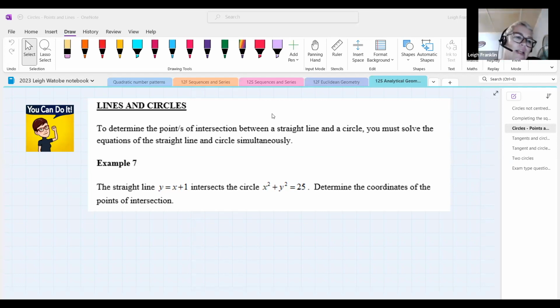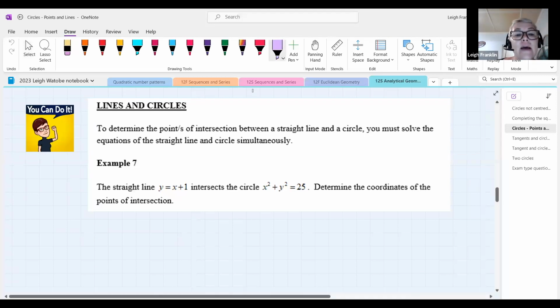And one of the things that we need to cover before we can move on to the next section, this is really important when it comes to analytical geometry, is the concept about lines and circles. What they expect you to be able to do is determine the point of intersection between a straight line and a circle. And in order to do this, you are going to be solving simultaneously. Being able to solve simultaneously between a straight line and a circle is very, very important. So this is what we're going to talk about and practice before we move on to tangents of circles.